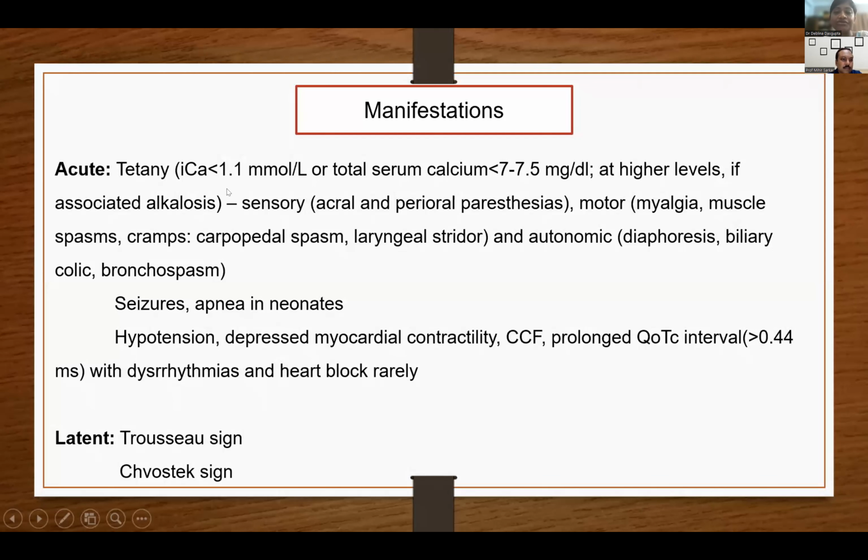It occurs due to increased neuronal excitability, especially when the ionized calcium is less than 1.1 millimoles per liter, or the total serum calcium is less than 7 to 7.5. It can even occur at higher levels of these two, especially if there is a concomitant metabolic alkalosis present. So it usually entails sensory symptoms to start with, which can be like acral and perioral paresthesias, motor manifestations in the form of myalgia, muscle cramps, carpopedal spasm, laryngeal stridor, and rarely autonomic manifestations like diaphoresis and bronchospasm.